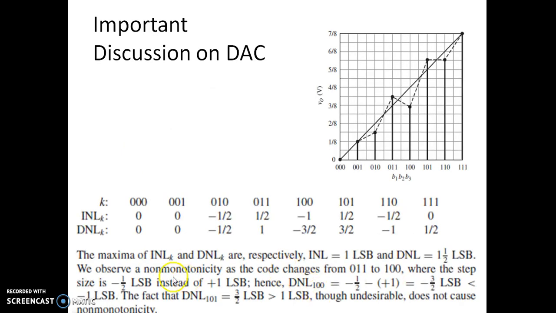Okay, this is what we are trying to look at. The same explanation, this is an important discussion we are supposed to look into. The maxima of INL and DNL are being given over here. The INL maximum value is 1 LSB, and the DNL maximum value is 1.5 LSB. Of course, we'll discuss non-monotonicity and monotonicity in the coming slides.